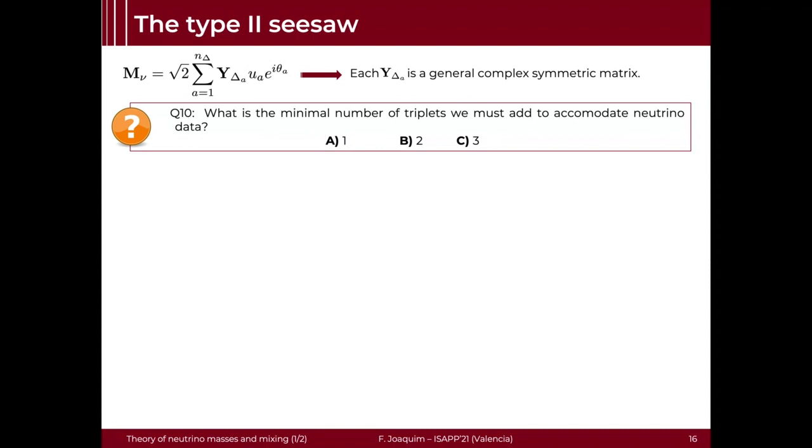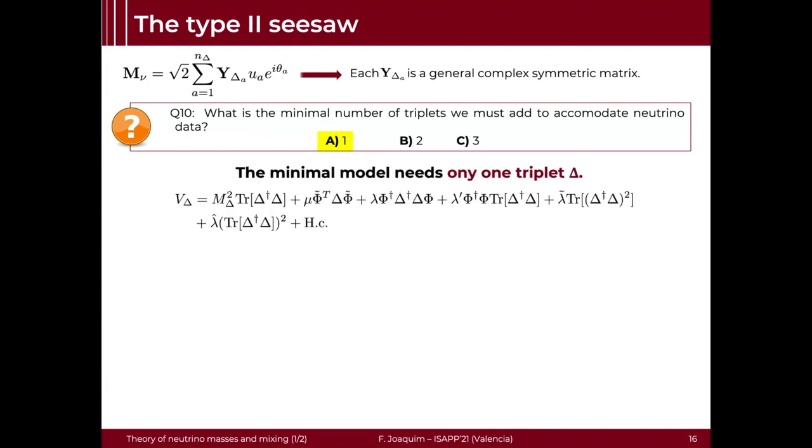Okay, so the answer, which I don't have here anymore. Most of you answered 1, but there were still people saying 2 and 3. So the correct answer is 1, because now you look here, this Yukawa coupling is a 3x3 complex matrix, which is symmetric. And you actually only need one of these triplets to get, in general, 3 neutrino masses, 3 mixing angles, and also 3 phases.